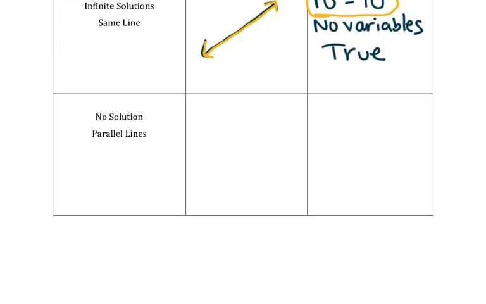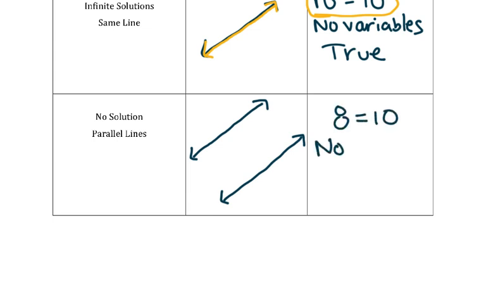No solutions is when you have parallel lines, and parallel lines don't intersect at all. The way that's going to look is something like 8 equals 10. That's going to be when you have no variables, but it's a false statement. So this is sort of like your reference sheet in your notes. All right, let's take a look at an example.